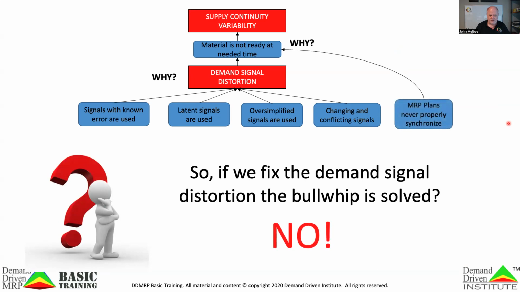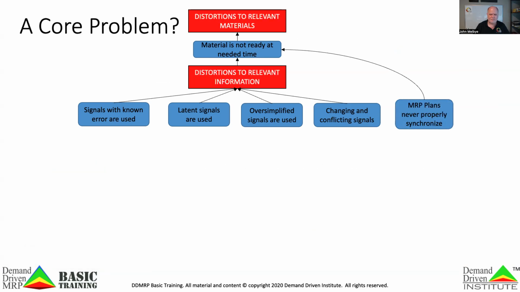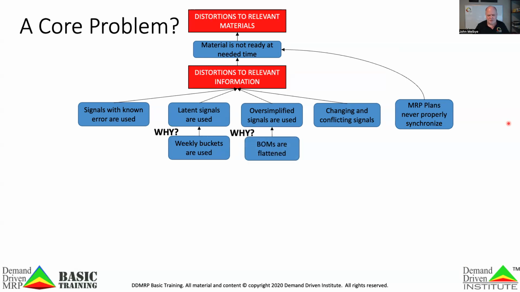If we go back to the material not ready at the needed time, the point is that MRP plans never properly synchronize. And this is the core problem. Why do we use latent signals? Because we talk in weekly buckets. We're attempting to make 400 items this week, or let's use 500 items this week. That might be 100 a day. Or it might be 500 in one day. But because we talk about it in weekly buckets and we actually produce in daily numbers, there's a disconnect. We have oversimplified signals where bill of materials are flattened and transactions are not made, even though we are putting those parts into a location of inventory.